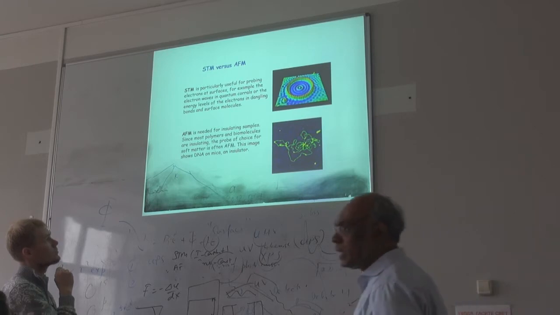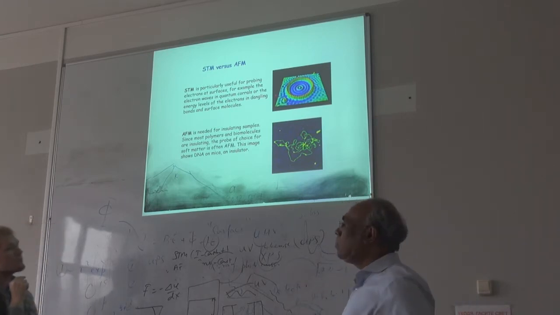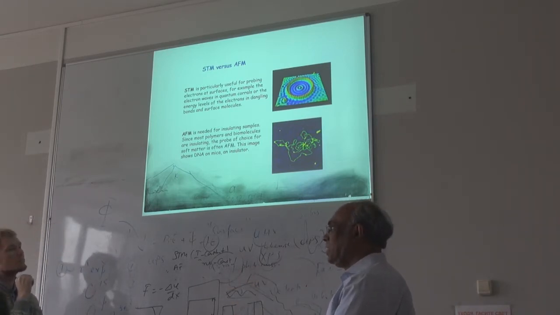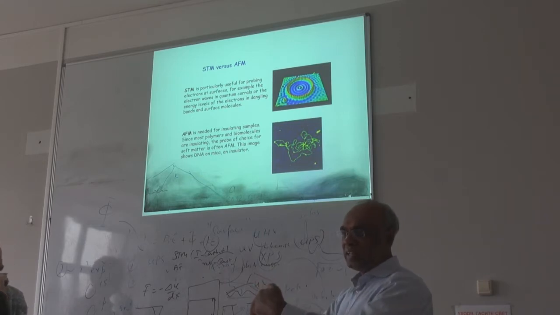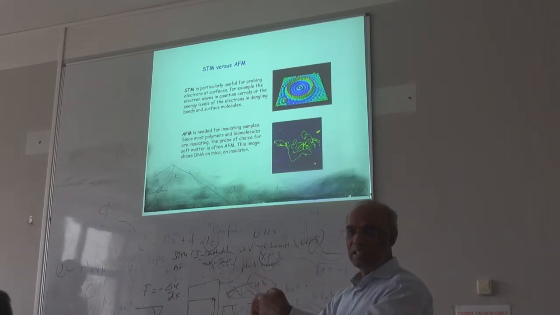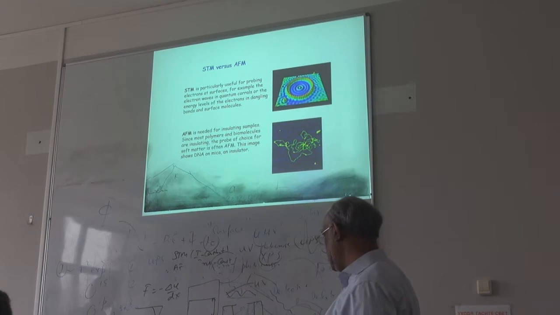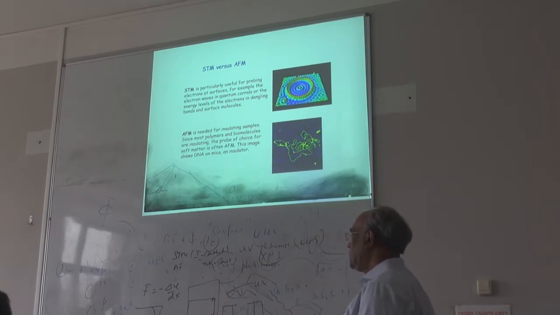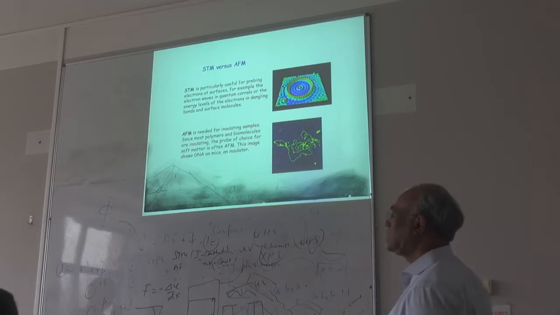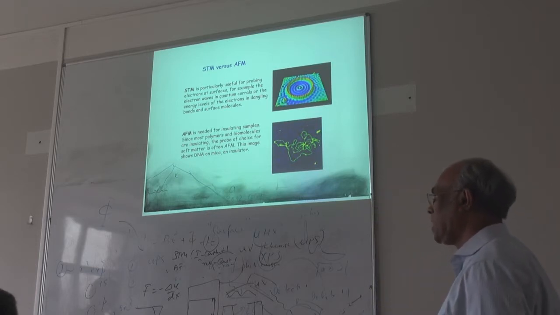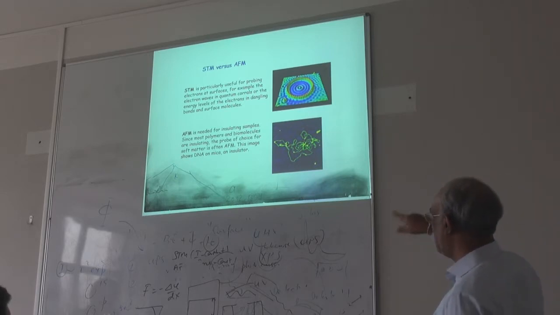So another important thing is for STM, you need to have a conducting sample because this is electron tunneling, right? You need to have enough electrons. But the AFM you can do on any insulating material. That's one important difference. STM you cannot do on insulating samples because you have to have enough electron tunneling, right?